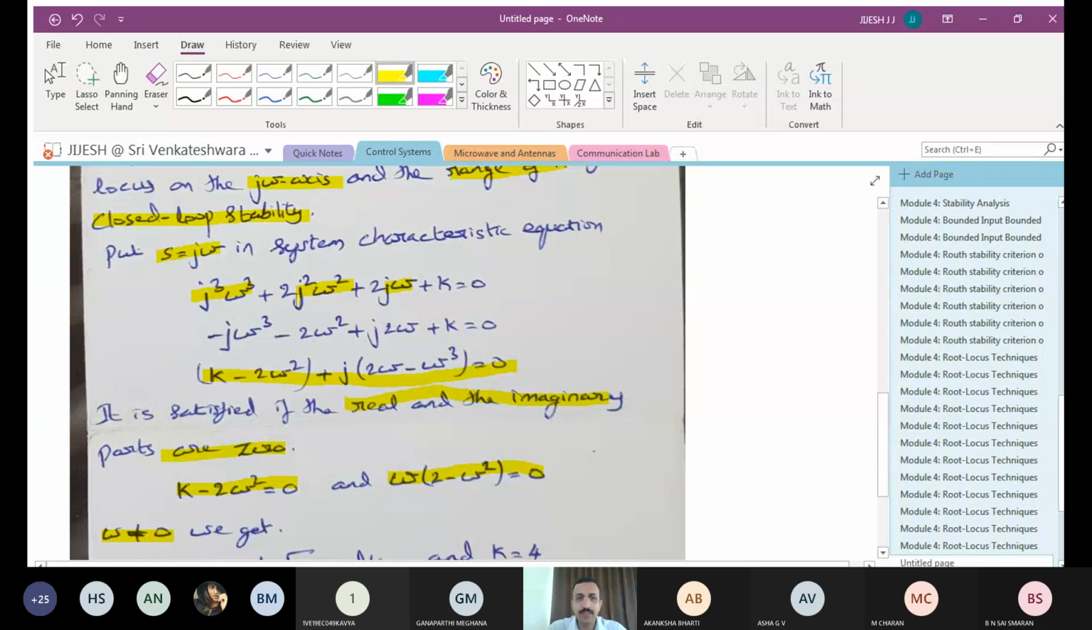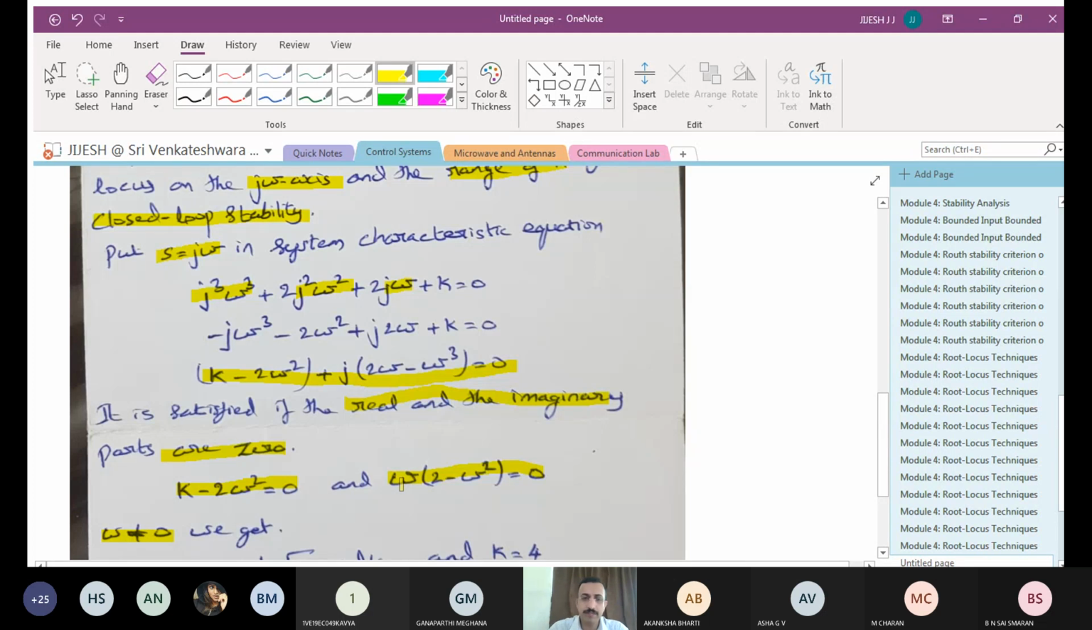So what we have done here is we have used the characteristic equation and substituted s equal to j omega. After substitution, we simplified it further and we have two terms: k minus 2 omega square plus j into 2 omega minus omega cube equal to 0. We equated them to 0, and we got k minus 2 omega square is equal to 0, and omega into 2 minus omega square is equal to 0. So once you get this, simplify that for omega as well as for k.